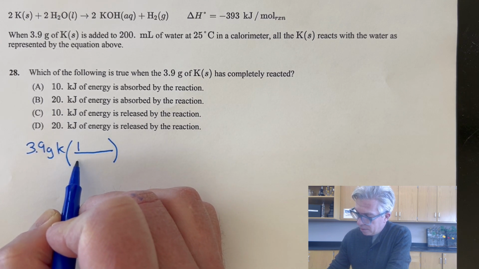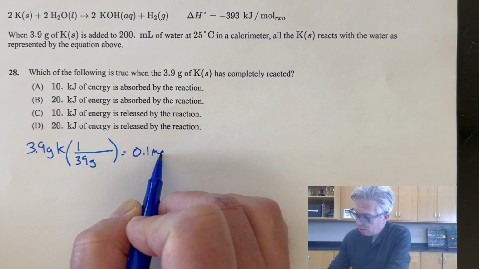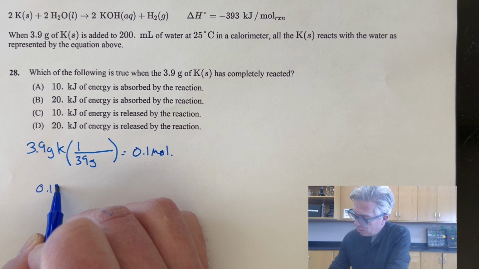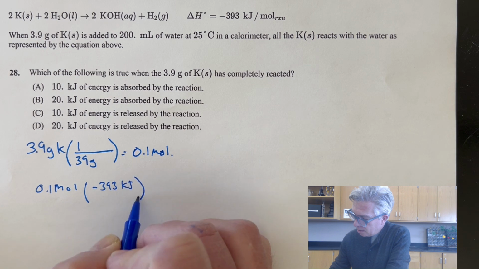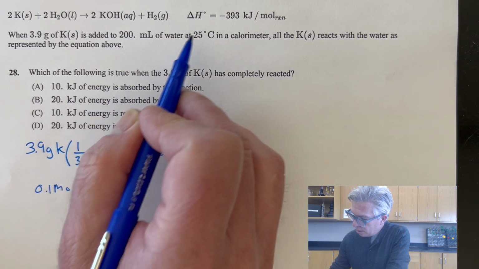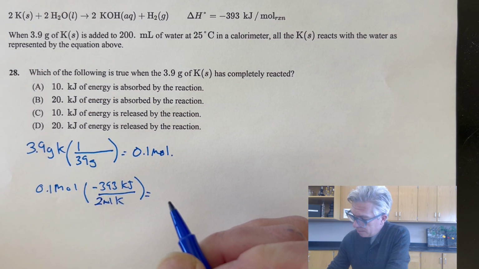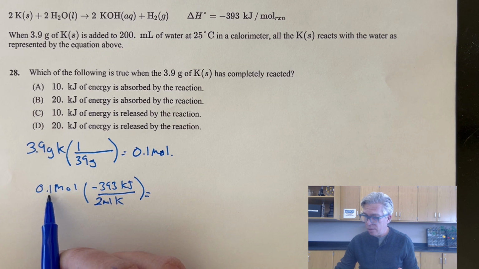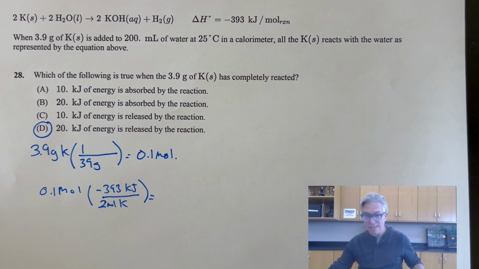3.9 grams of potassium. I happen to know that potassium has a molar mass of 39 grams, so we're looking at 0.1 moles. Okay. And if it's 0.1 moles times negative 393 kilojoules per, okay, and here it is, kilojoules for every 2 moles. Okay, so that's about 400 divided by 2 is about 200. 200 times 0.1 is about 20. And so that gives me a rough estimate of about 20 kilojoules released, not absorbed, by that reaction.